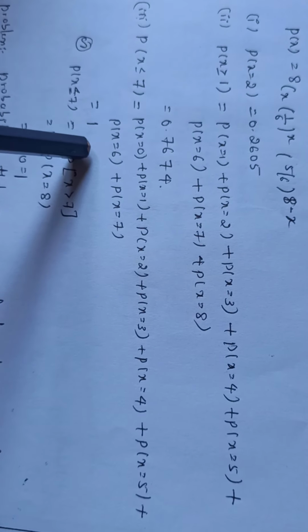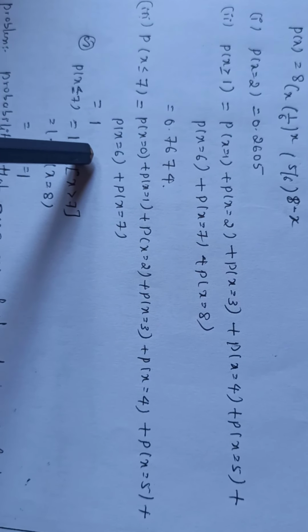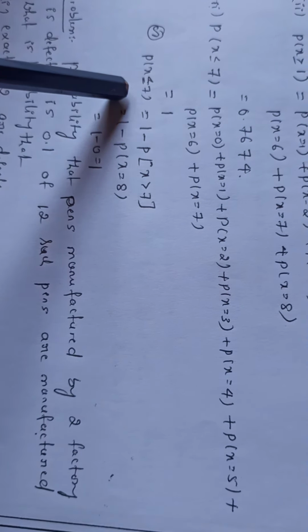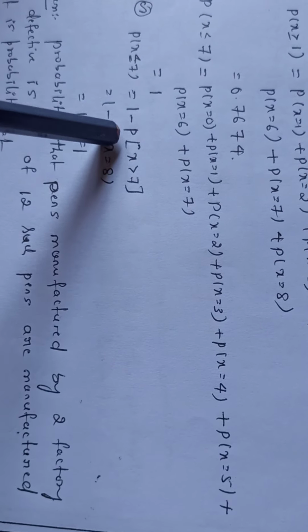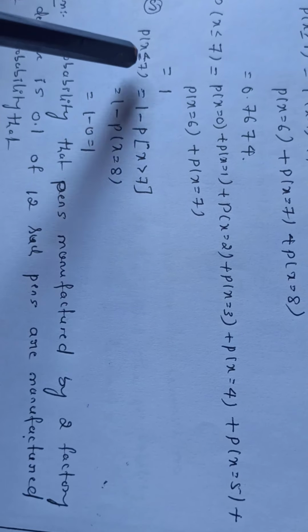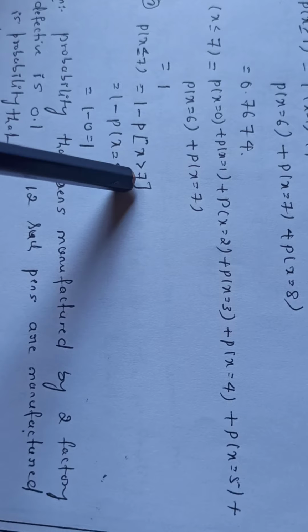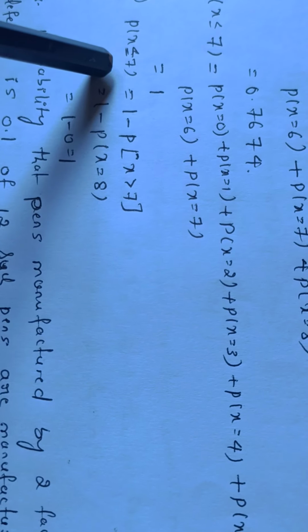So after adding all those values, you will have the answer as 1. Or this can also be calculated like this: probability of x less than or equals to 7 is equals to 1 minus. So you have to write the contradiction for this function. That is, in such a way that when you are writing an inequality, this inequality should not contain 7 and the numbers below the 7.